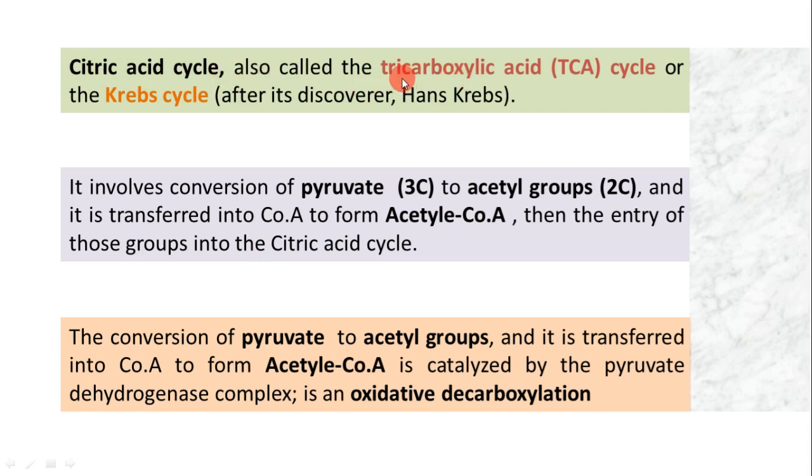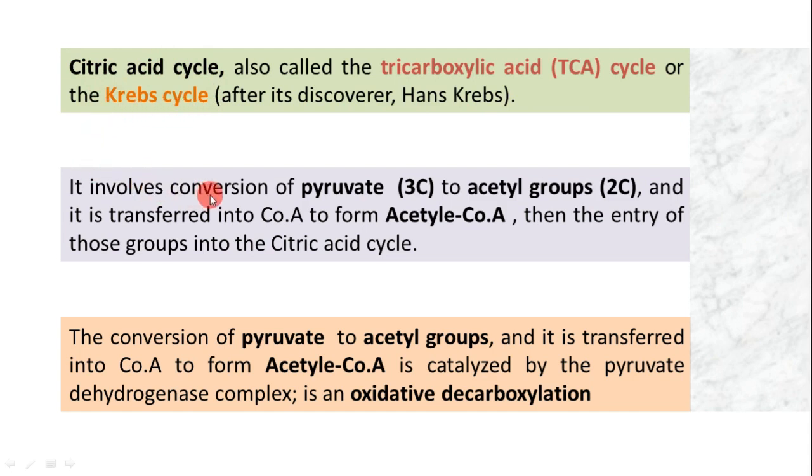The citric acid cycle, also called the tricarboxylic acid cycle, TCA cycle or Krebs cycle, is named after its discoverer Hans Krebs. Hans Krebs described the Krebs cycle. He discovered the Krebs cycle, thereby the citric acid cycle, also called the Krebs cycle.